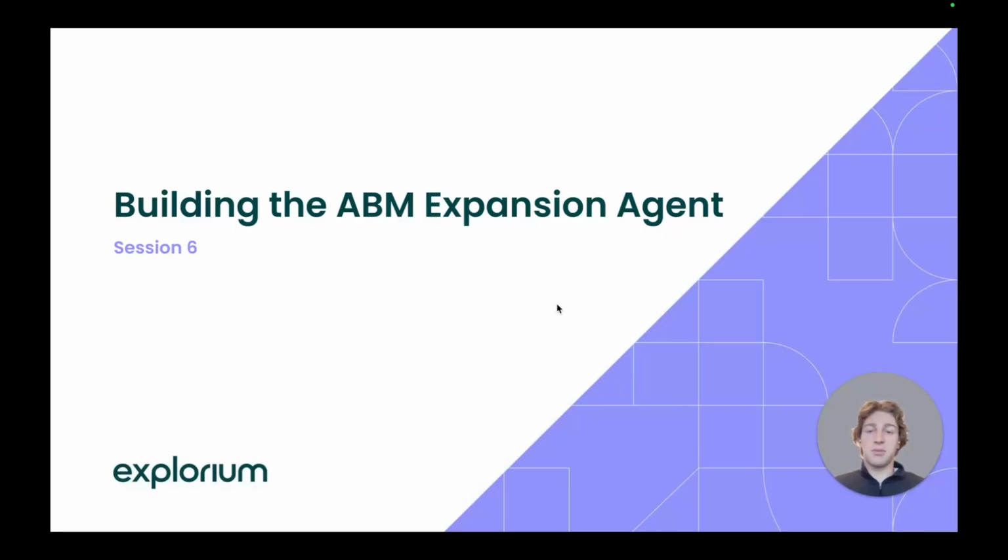Today, in this video, we're going to be building an ABM, or account-based motion, expansion agent. We're going to extend on the inbound agent that we built in the last session. What this means is when a company scores well from the inbound agent, we are then going to build an agent to expand on that account, finding relevant leads at that same company. Now let's go straight into N8N.